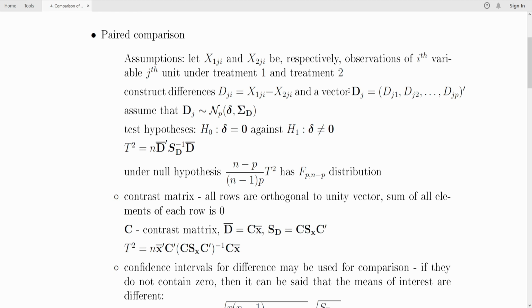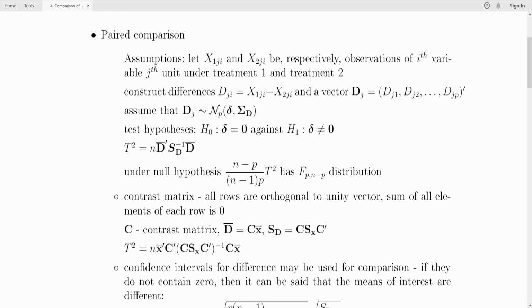Here, we will assume that the differences, so our vectors now, are actually coming from a multivariate normal, p-dimensional, random, so it follows that distribution. So they are actually random vectors with multivariate normal distribution, where we now have some delta that is going to be our mean vector and our covariance matrix. We will denote it with sigma d.